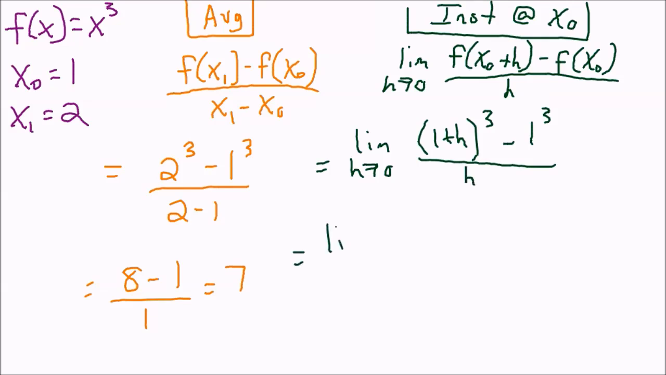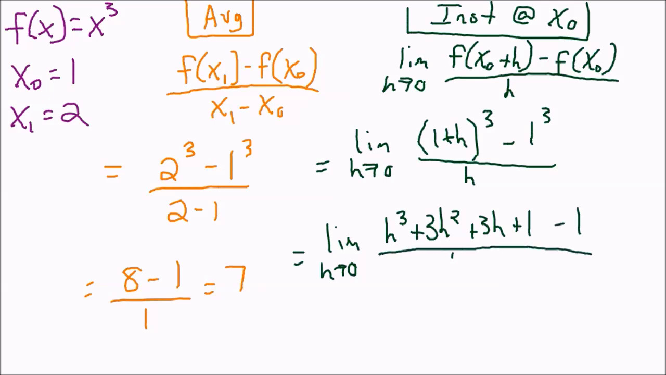Alright, so let's expand out my numerator. I know that 1 plus h cubed is equal to h cubed plus 3h squared plus 3h plus 1. And then I'm subtracting 1 cubed, which is really just subtracting 1. And that's all over h.